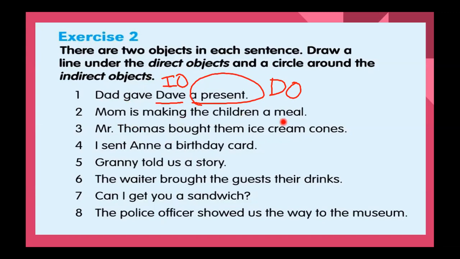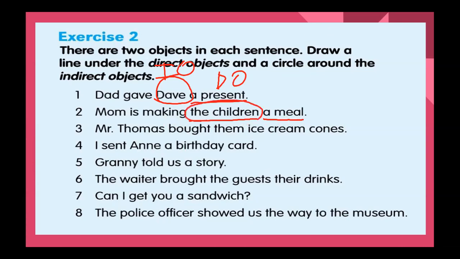Now next you are going to try out. Mom is making the children a meal. Now tell me, is making यहाँ पर verb है. So क्या बना रही है मम्मा? Meal. Making. Meal. So meal is the direct object. Oh, I made a mistake. Direct object को underline करना है, indirect object को circle करना है. All right. Now, yes, a meal is the direct object. And what is the indirect object? Who is receiving the meal now? Tell me, for whom the meal is being cooked? किसके लिए meal बना रही है मम्मा? Children. Okay, so children बन जाएंगे indirect object. All right?